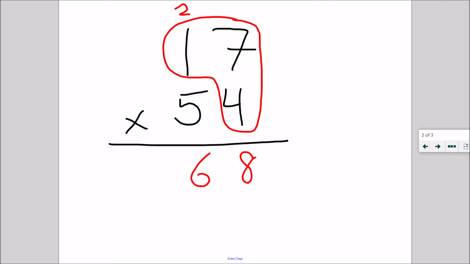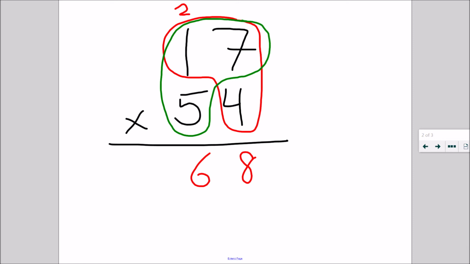So the next step is 5 times 17. Now it's not quite that easy. We do need to remember one more thing. This isn't 5 ones we're talking about. This is 5 tens. When I multiply any number of tens by something, my answer has to be in the tens as well, which means my ones place is going to be a 0. I'm not going to have any ones in this final answer.